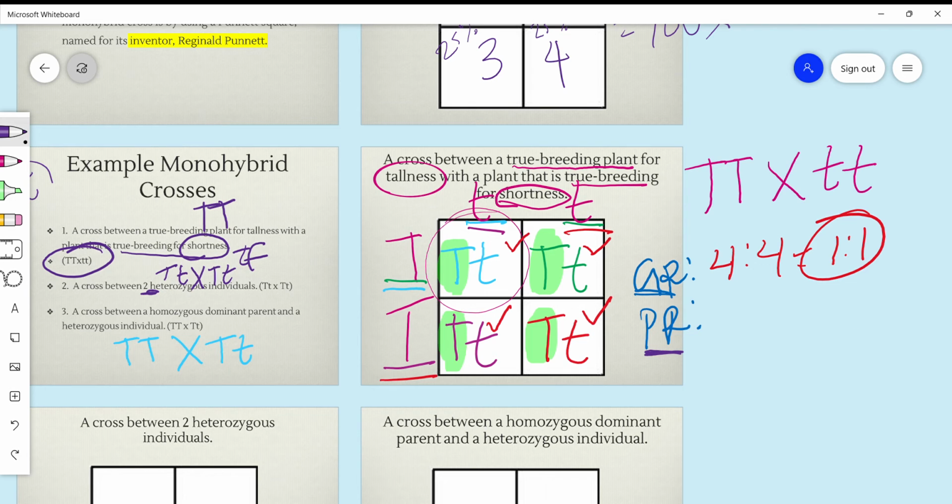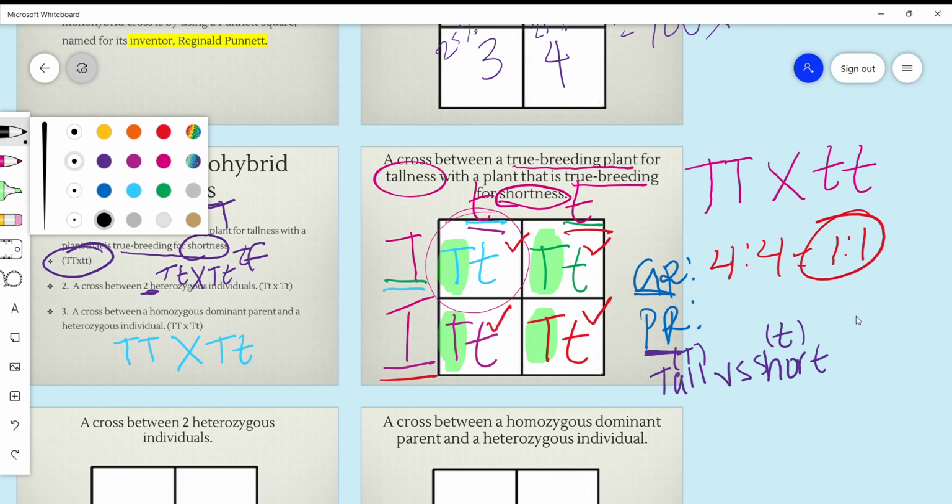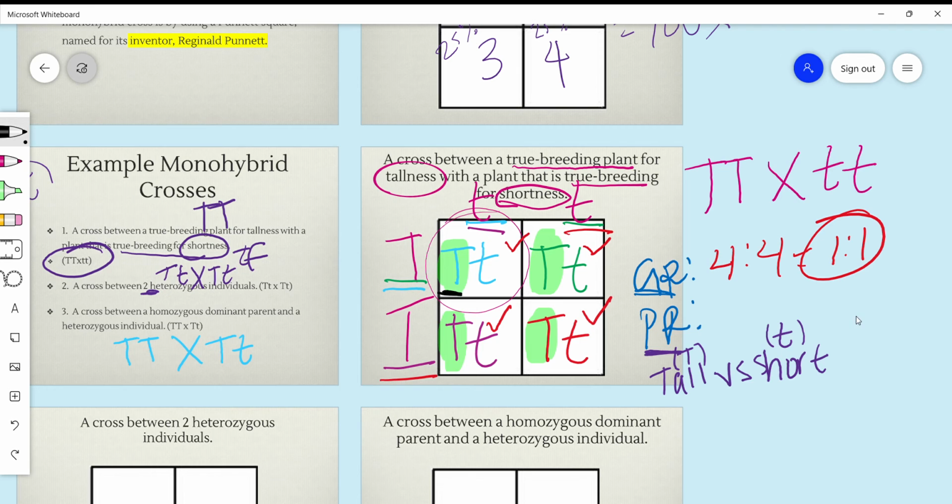Phenotype ratio is, in this case, comparing tall plants versus short. If it's a tall plant, it's going to have a dominant T as the first one. If it's a short plant, it's going to have a lowercase t as the first one. So in this case, let's look at these 4 examples.